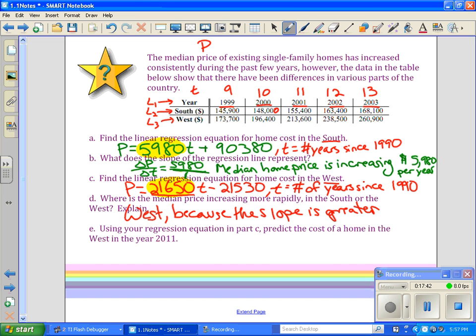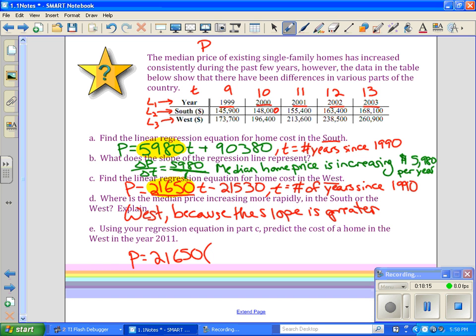And be careful, if both of the slopes were negative, then it would say something about in which region is it decreasing more rapidly. Then you're going to look at which number is more negative, in other words, which one has the absolute value of the number that's greater. But we don't have to worry about that here because they're both positive. And then finally E, using your regression equation in part C, predict the cost of a home in the West in the year 2011. So I'm plugging it into my equation in C.